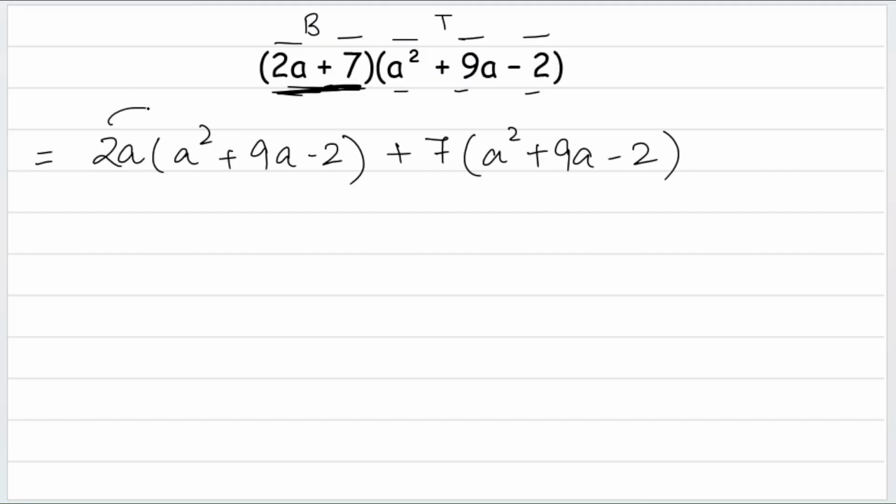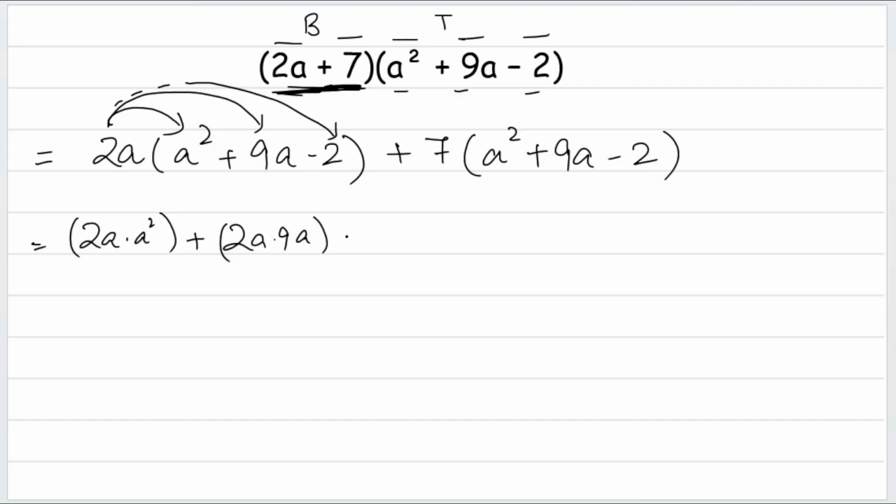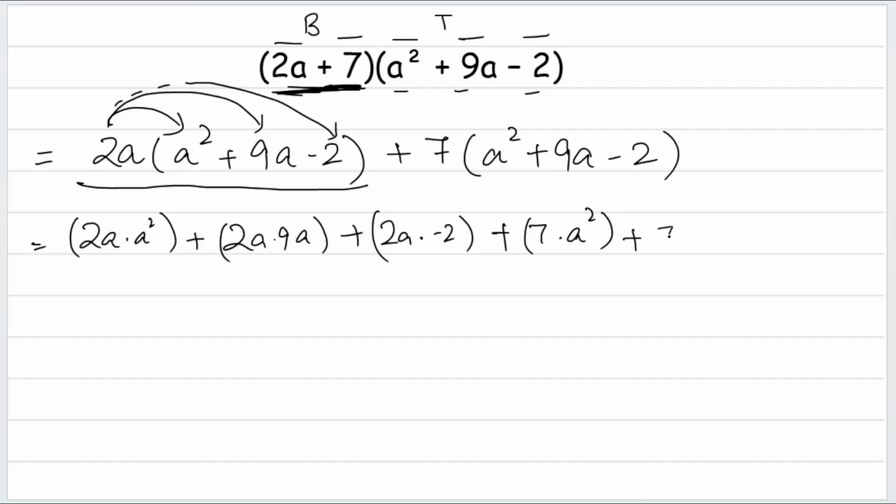So 2a will be multiplied with a square. So 2a times a square, plus 2a will be multiplied by 9a. So 2a multiplied by 9a, and then 2a will be multiplied by this negative 2. So plus 2a multiplied by negative 2. So we are done with this first part. Let's come to the second part. Plus 7 multiplied with all the terms. So 7 multiplied by a square plus 7 multiplied by 9a plus 7 multiplied by minus 2.